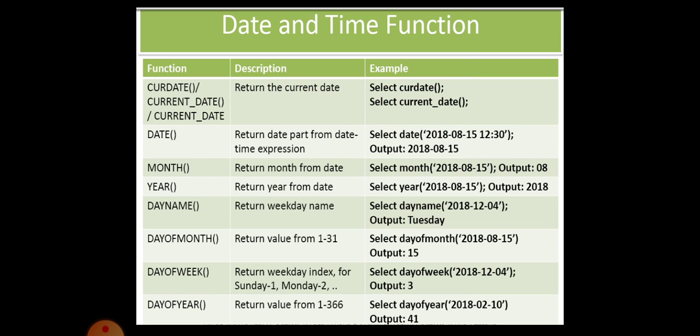Then DAYOFWEEK. So within a week, which day is it? Actually Sunday has the position value 1, Monday 2, Tuesday 3 and so on. So the compiler will check which day it is. Then DAYOFYEAR means within a year which day it is. For example, if you give 2020 February 15th, the compiler will add 31 days of January plus 15 days of February. So 46. We will get the answer as 46.